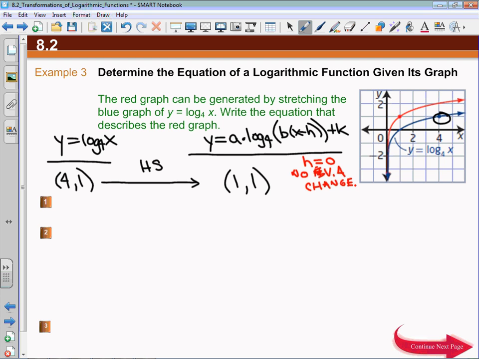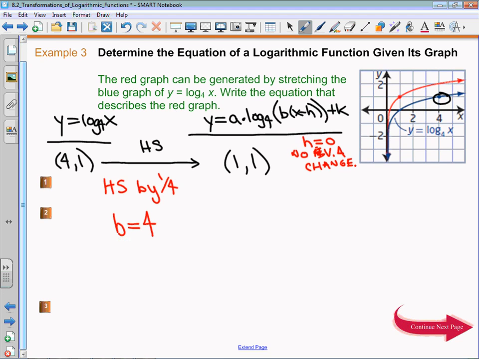Now, you could likely do this with other transformations as well, but the way they presented the information, we are going to look at how I go from 4 to 1. From 4 to 1, I horizontally stretch by 1/4. If I have a horizontal stretch by 1/4, then my b parameter is the reciprocal of the stretch. So the reciprocal of 1/4 is 4. What that allows me to say is that b is equal to 4. I'm not going to do a vertical stretch, so my a value is 1, not 0. I'm not going to do a vertical translation, so my k value is 0, and we talked about how we're not doing a horizontal translation either, so h is equal to 0.